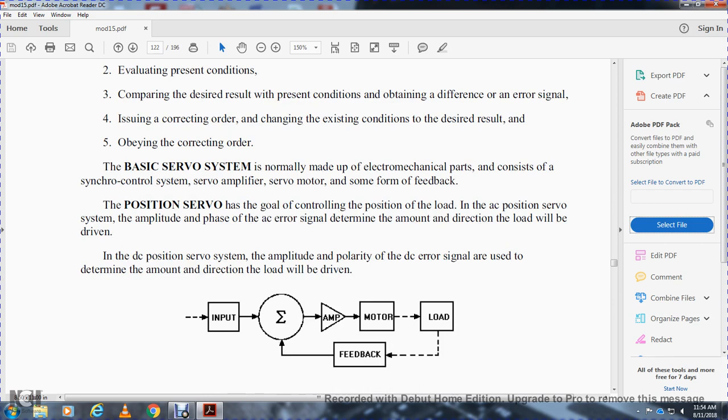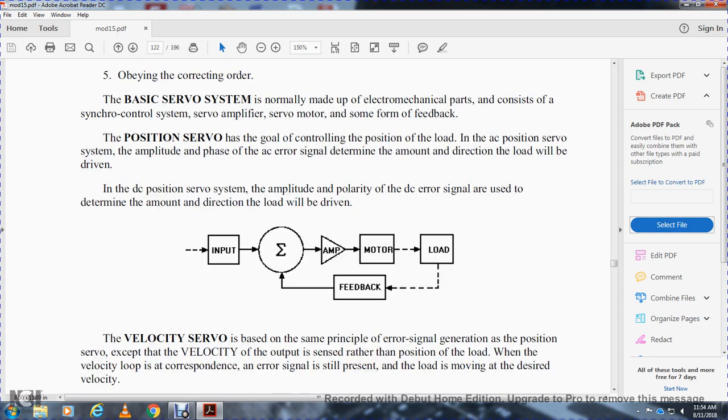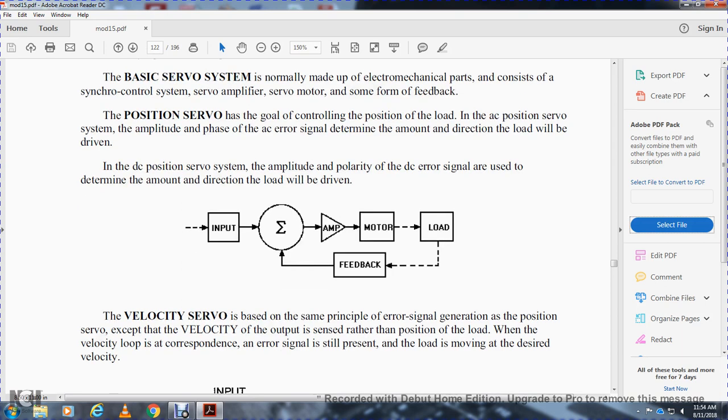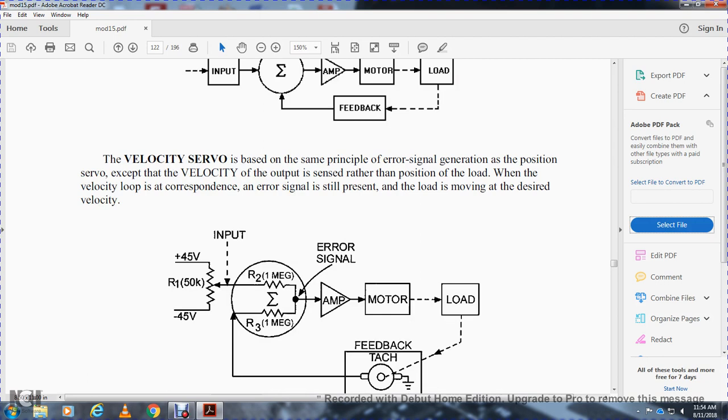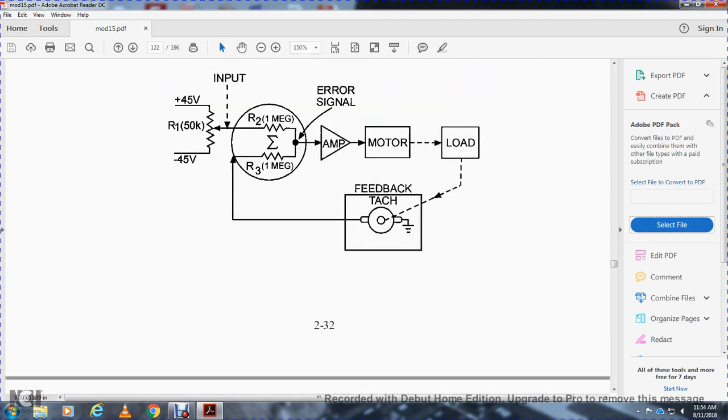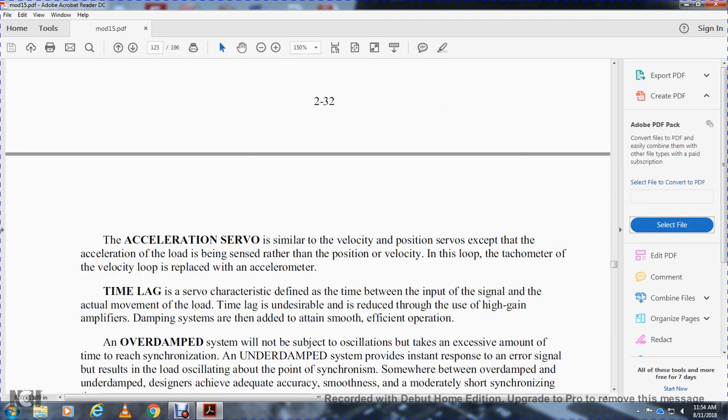The input signal goes to the stator, then the amplifier and the motor, with the load feeding back to the stator. The velocity servo has the input, amplifier, motor, and load, with feedback of the servo. The velocity servo obeys the same principle of error signal generation as the position servo. The expected velocity of the output is sensed rather than the position of the load. When the velocity loop error signal is still present, the load keeps moving at the desired velocity. Resistor 1 with the input results in resistor 2 and the stator error signal, amplifier, motor, and load, with feedback through resistor 1 back to resistor 3 and back to the servo.